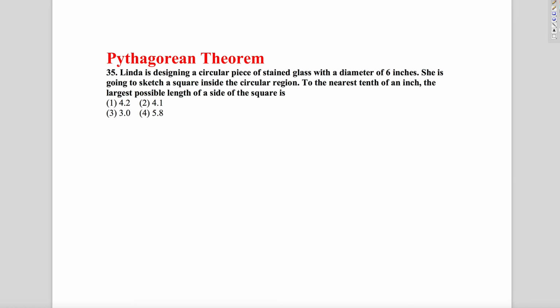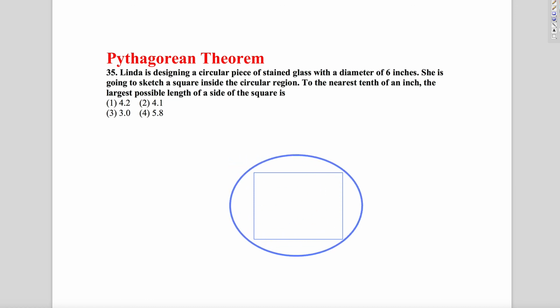And then the last, are we at the last one? Yeah. This is a basic one. You have a square inscribed in a circle. Now, the rule is that the diagonal of the square is equal to the diameter. So now they tell me the diameter is 6.